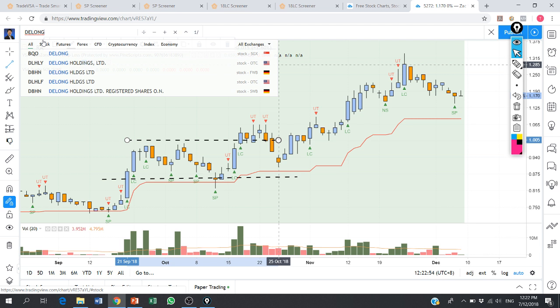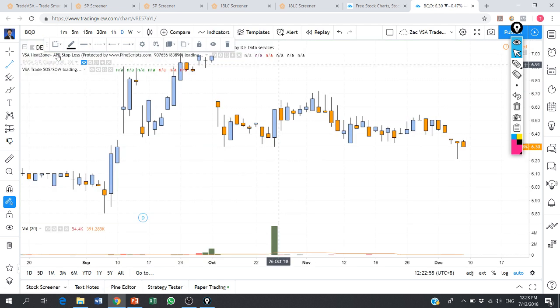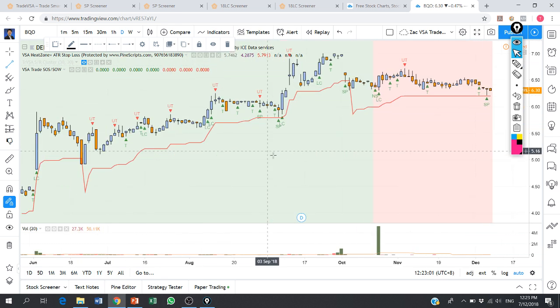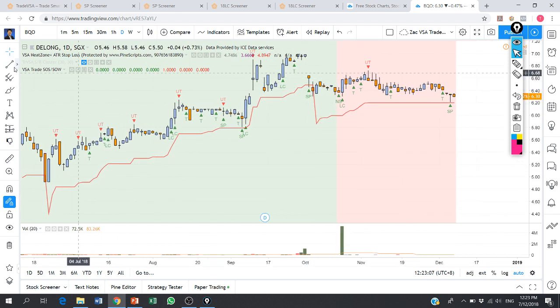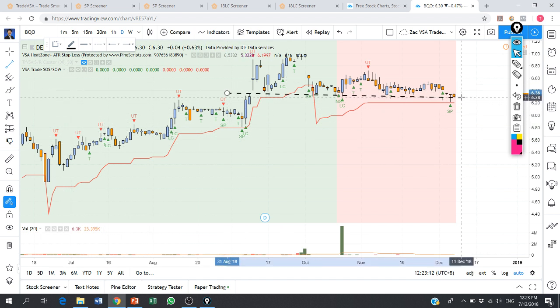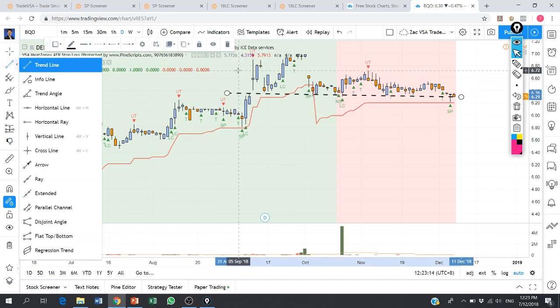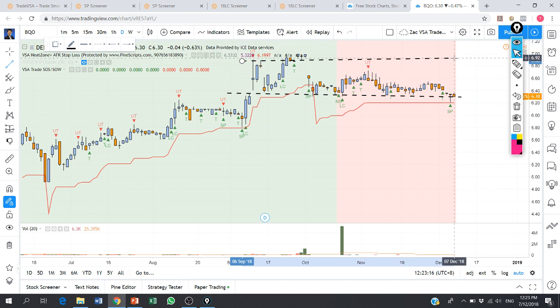And the next stock that I have is from Hong Kong, Delong. Sorry, this is from SGX as well, Delong. Okay, no doubt Delong is still in the bearish zone. But what I like about Delong is that in the background, I do have strength. Okay, strength in the background.